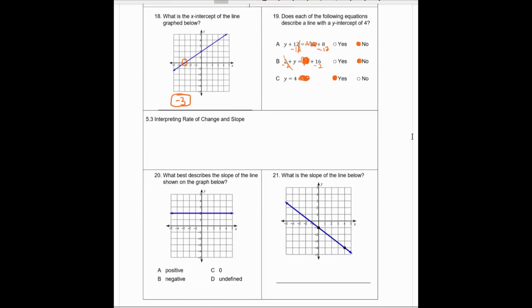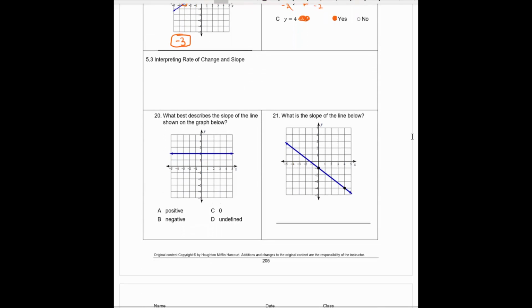Interpreting rate of change and slope. So a couple of things to remember here. One is slope is rise over run. Or another way to do it is to write down your slope formula, which is y2 minus y1 over x2 minus x1. It depends: if they give us a graph, then thinking about rise over run is easier. If they give us points, then the slope formula is easier.